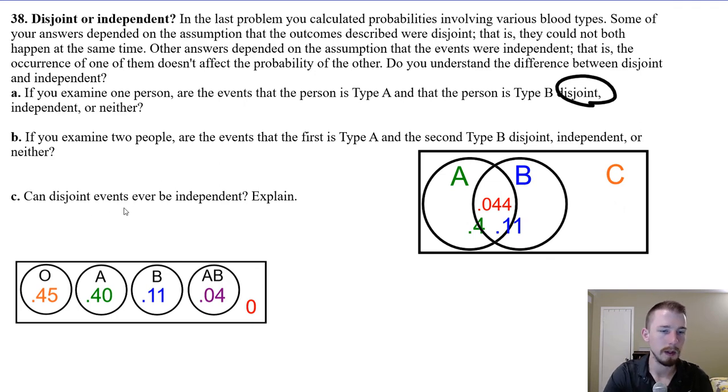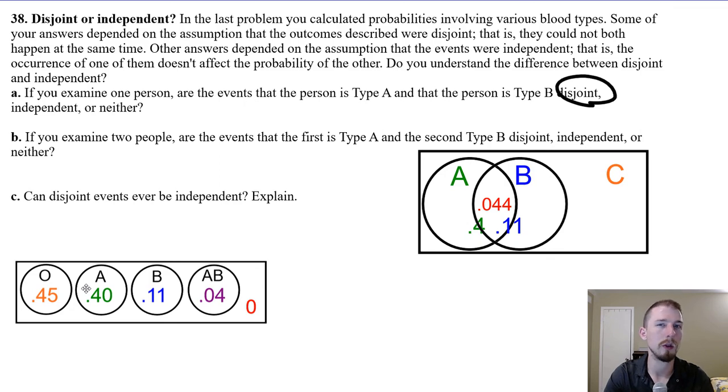Can disjoint events ever be independent? Well, the problem is that disjoint events are mutually exclusive. They don't overlap. But in order for events to be independent, it has to be possible for both of them to occur. And in fact, if they're mutually exclusive, the probability of both of them occurring is 0. So think about it that way.